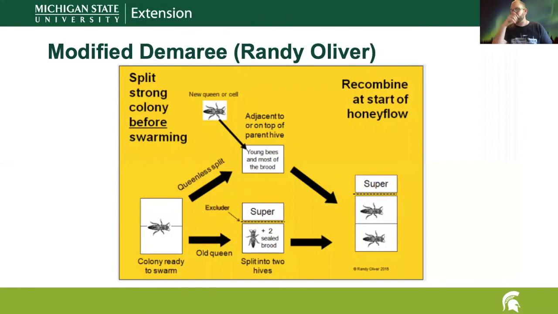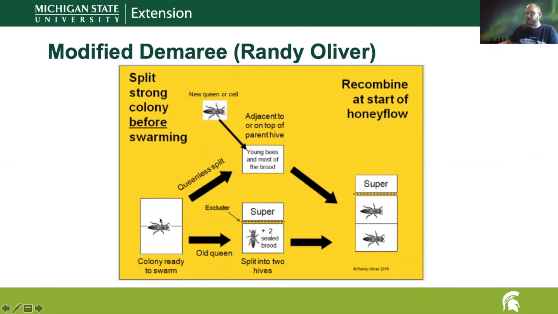So the next one that we have here is a modified Demaree method. This is something that Randy Oliver has put together from Scientific Beekeeping. Essentially it's doing kind of what we talked about in the Demaree method, but it's taking advantage of the ability of the box with the young brood in it to raise a queen and letting that colony kind of proliferate with a queen, and then combining the colony with the donor colony right before the honey flow, so that you end up with this huge colony.